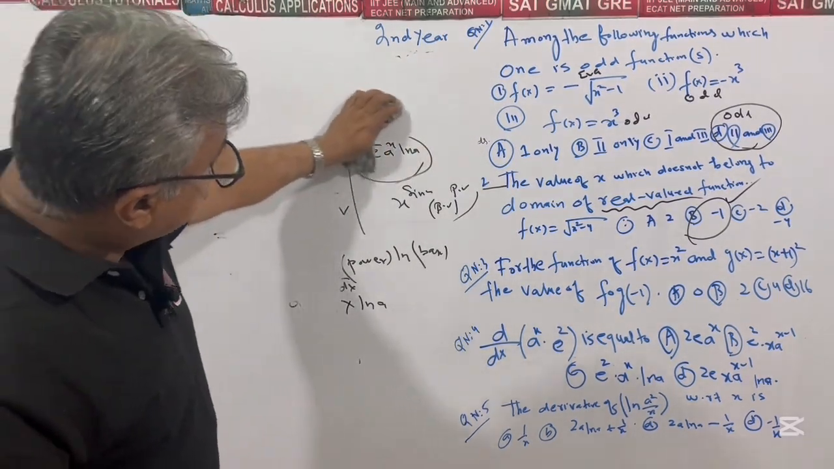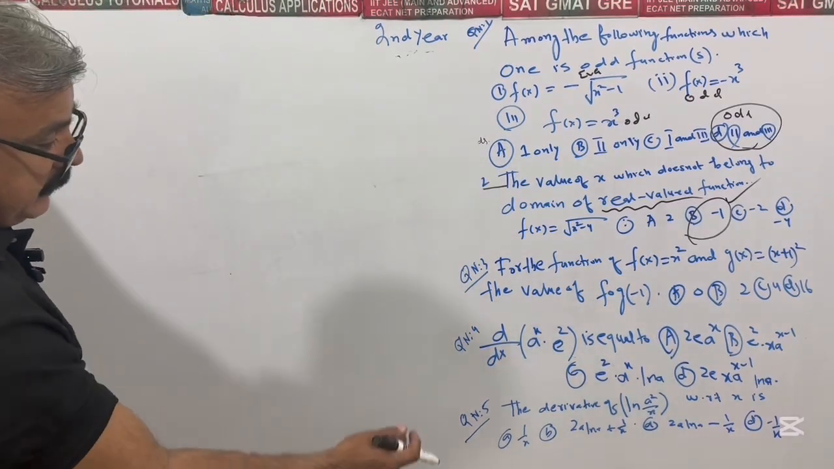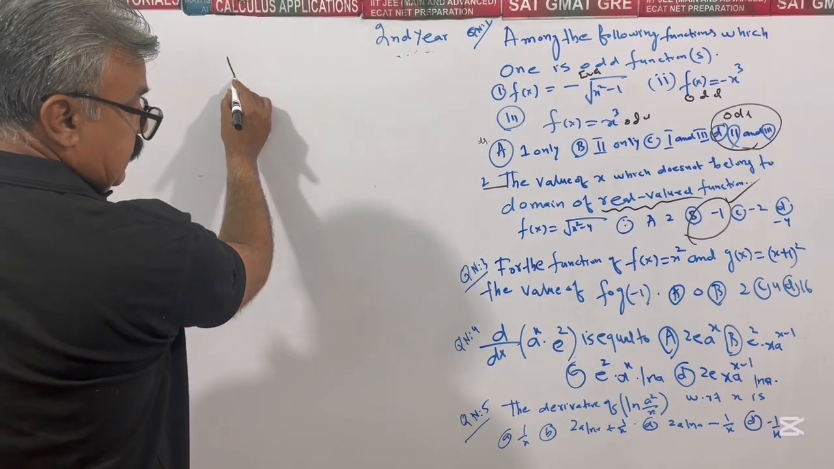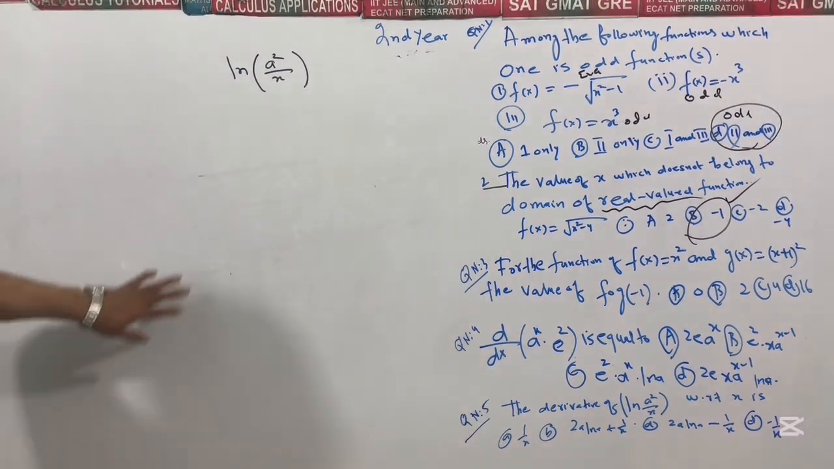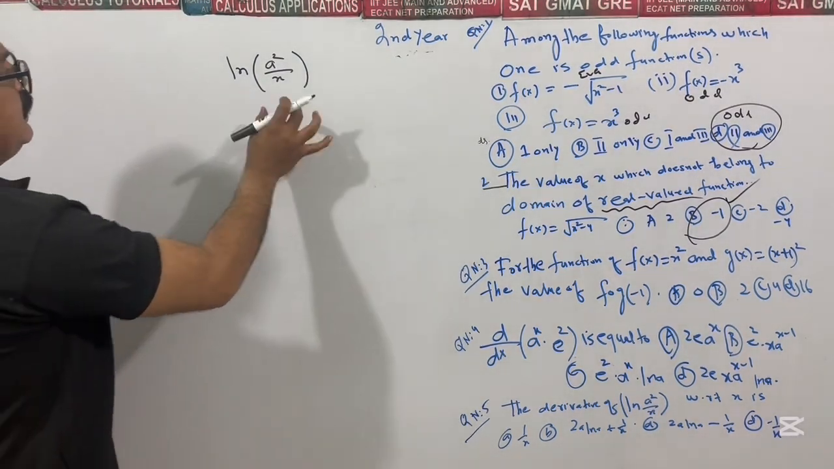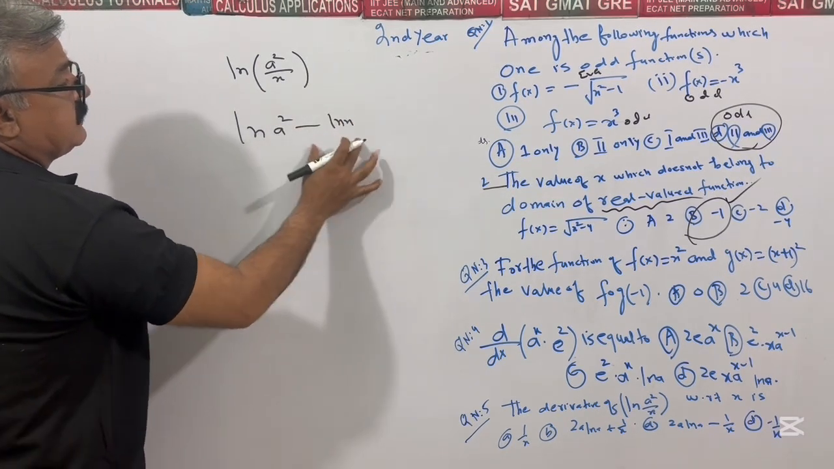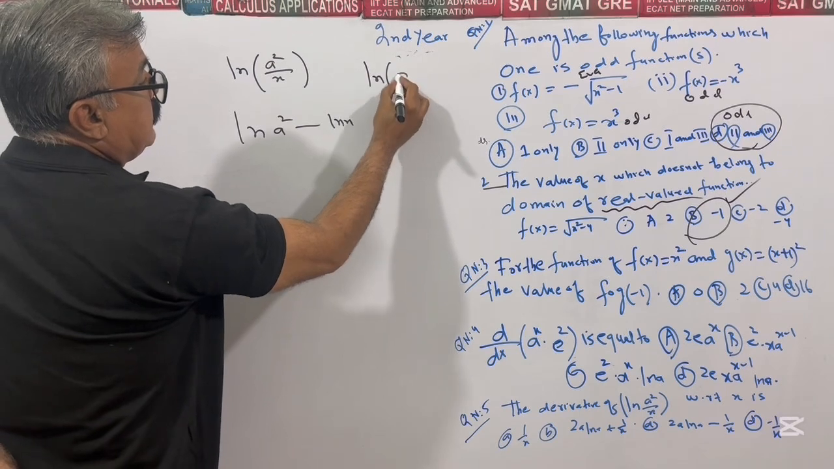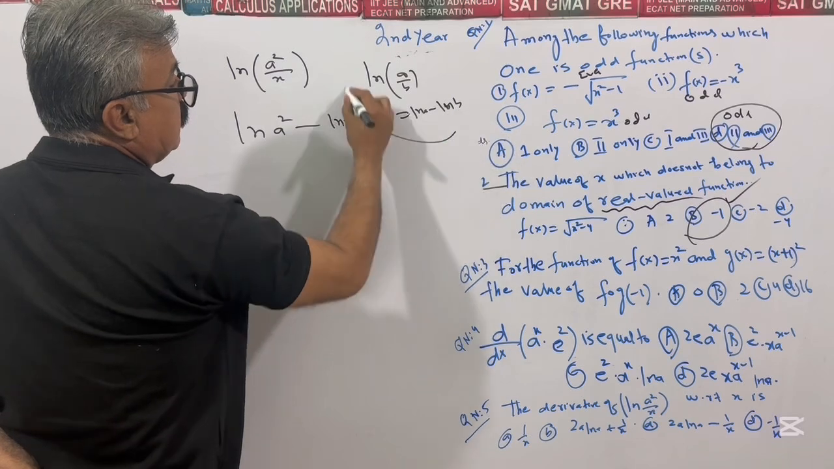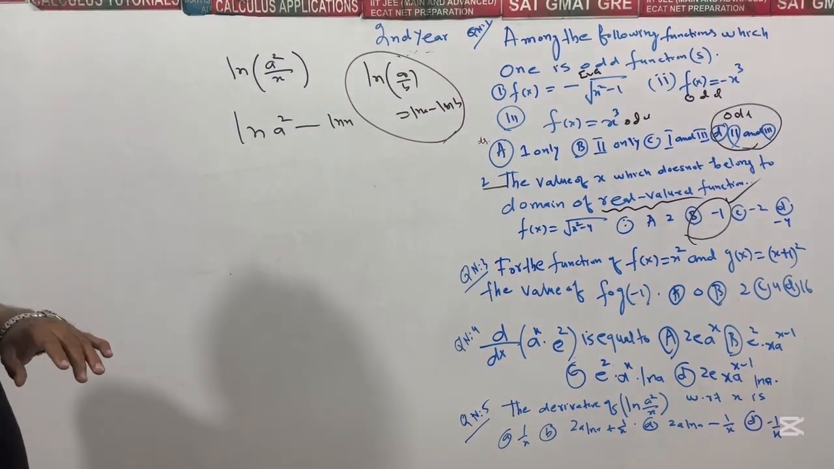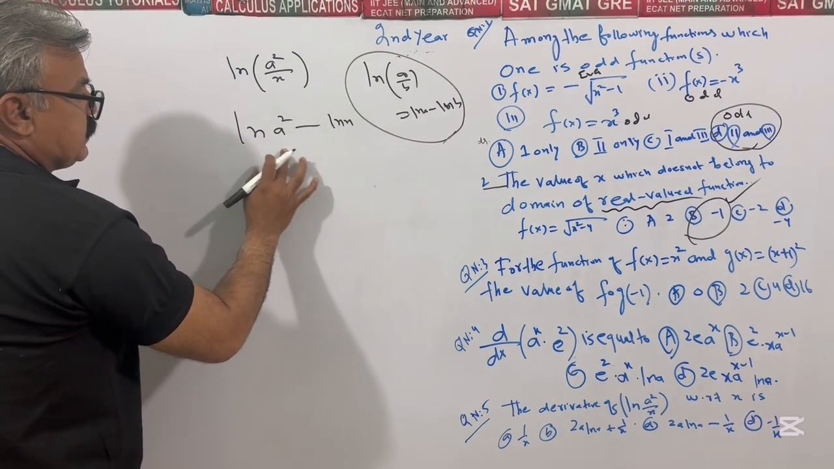Find the derivative of ln of a square over x. Look at this. If you utilize the properties of logarithms, it is going to work wonders for you. It can be written as ln a square minus ln x. By the property of log, ln of a over b can be written as ln a minus ln b. We are familiar with two to three very famous properties of log. This is the one. Now ln a square is a pure constant.